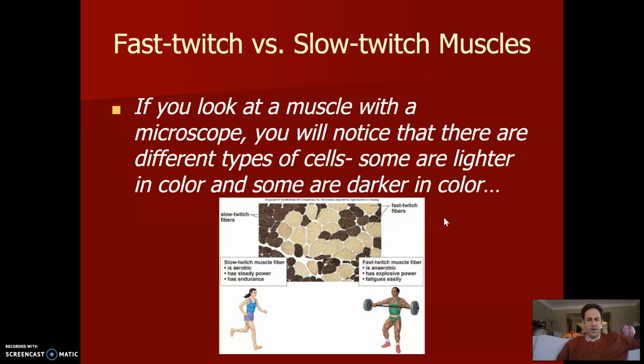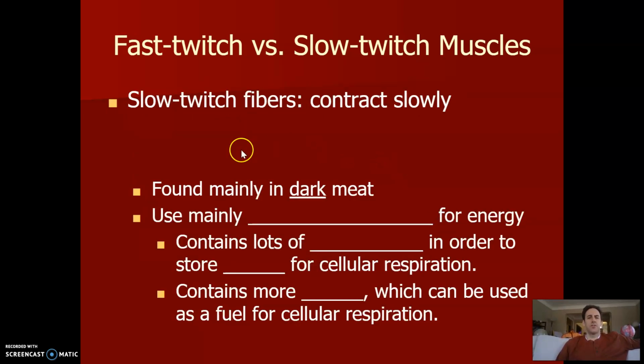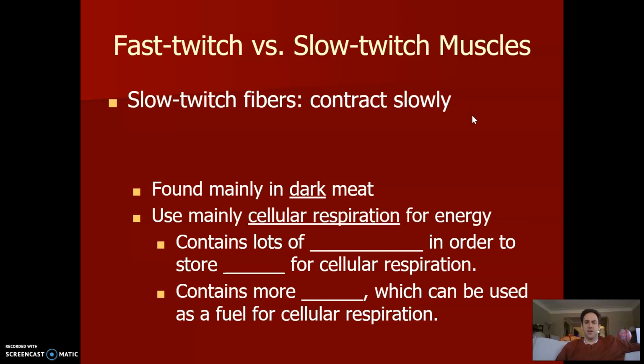So what's going on? Why are there different colors? Well, slow twitch fibers, again, got their name because they contract slowly, and these are found mainly in dark meat. Now, if they contract slowly, think about which source of ATP they likely rely on. If they're slower, is that phosphocreatine? Is that glycolysis, cellular respiration? Which is the slow one? And hopefully you said they use cellular respiration for energy because that is the slower process.